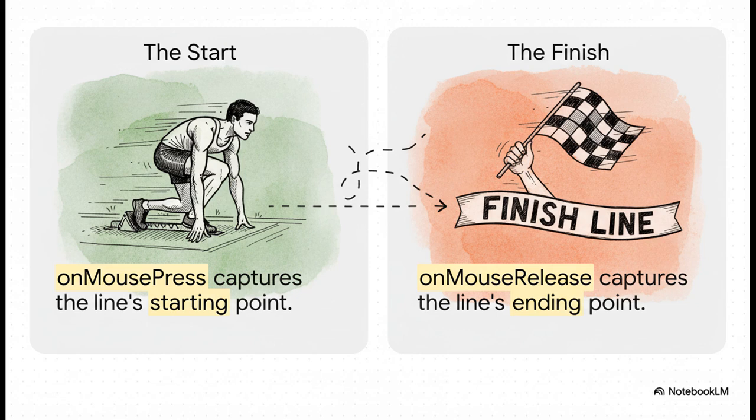onMousePress kicks the whole thing off. It grabs the start point and basically tells the model, hey, get ready. Then onMouseRelease comes in to finish the job. It grabs the endpoint and tells the model, all right, we're done here, the line is finished. They're a perfect little team.